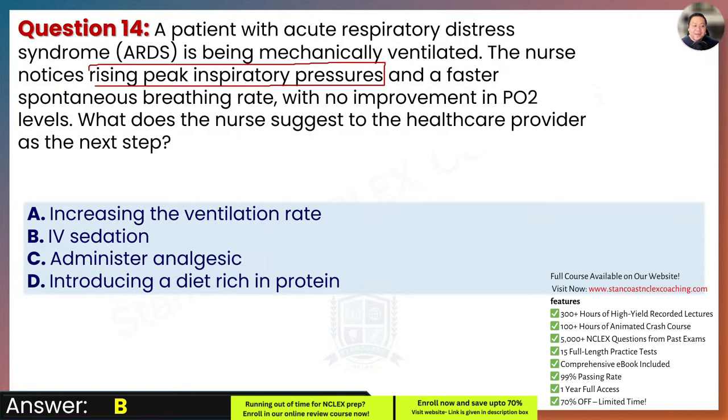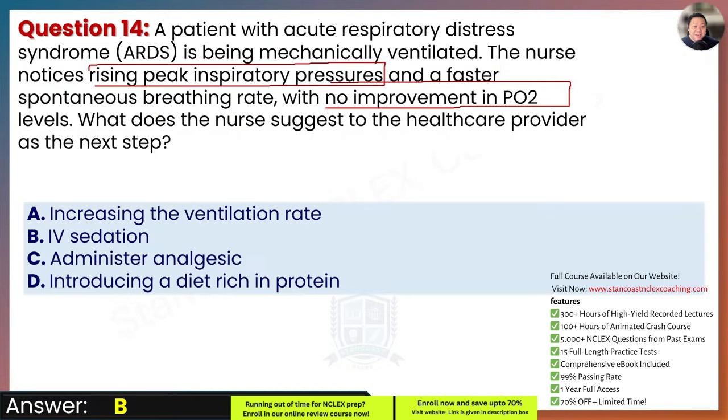Okay? And there is no improvement in the PO2 levels. That's another red flag in this case. And these are actually pointing to the potential fighting the vent. So this is a situation where the patient's own breathing effort conflicts with the mechanical ventilator, and it creates a resistance and also increases the workload of breathing.